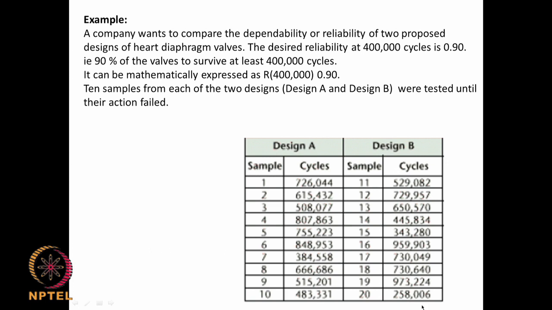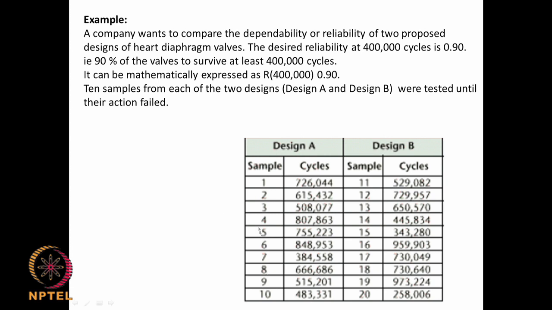So you take 10 samples from each of these designs and they were tested, and the cycle at which they failed is listed here. For example, sample 1 failed at the 726,044th cycle, sample 2 failed at the 615,432nd cycle. They are all from design 1, or design A. And sample 11, which was taken from design B, failed at the 529,082nd cycle. Now the question is, how do I calculate this Q(t), the unreliability?